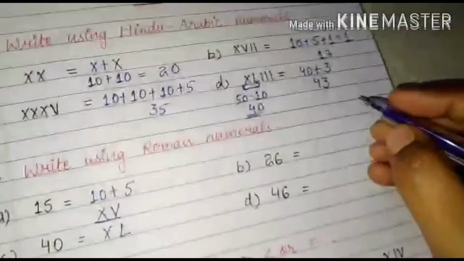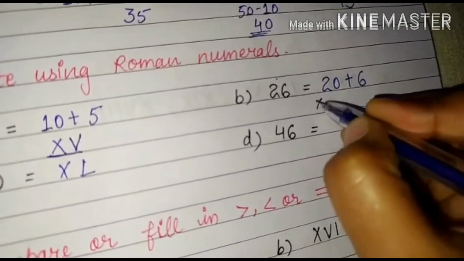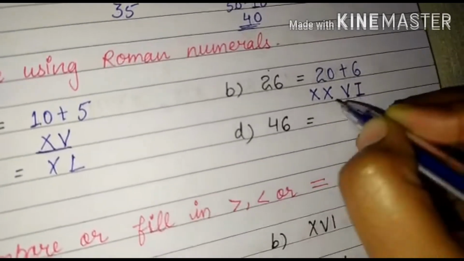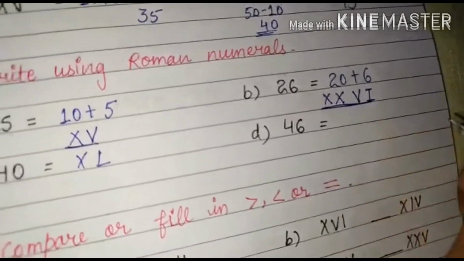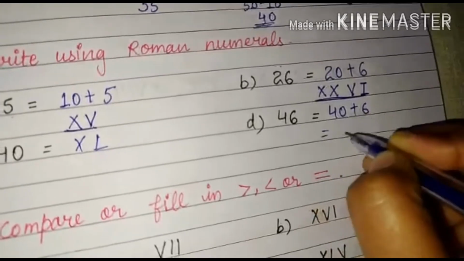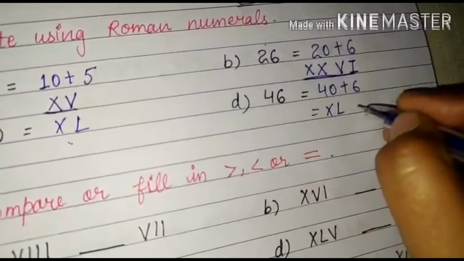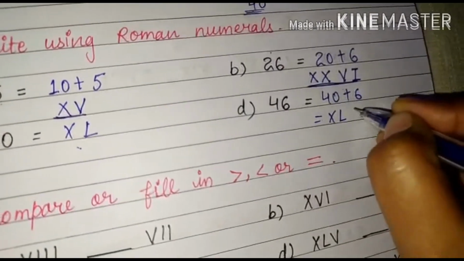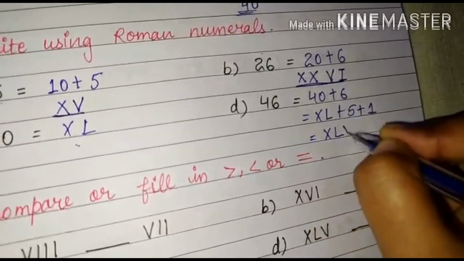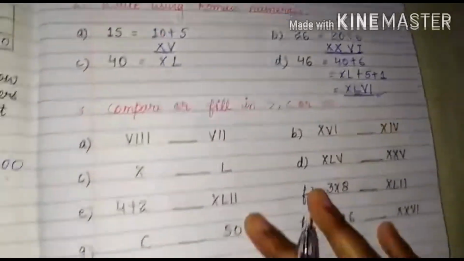Okay, 40. What is 26? 20 plus 6 is 26. What is 20? 2X, and 6 is VI. So 26 will be XXVI. 46: again 40 plus 6, so 40 is our XL. As we get from this part, 6 is what? 6 is our 5 plus 1. So that is XL, 5 is V and 1 is I. So XLVI is our 46.